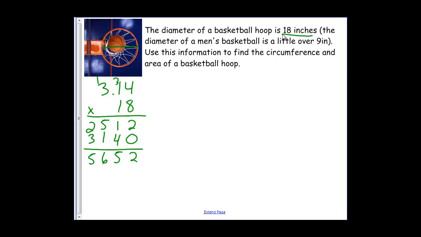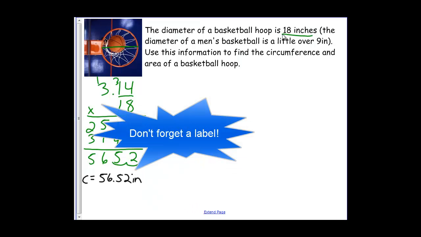The one thing I want you to remember now as we get to this point, however many decimal places are in our factors, we need to include in our answer. Since I see 2 decimal places up top, I'm going to start at the right and move it 1, 2 places to the left. My final answer for circumference, or the distance around the perimeter of the circle, would be 56 and 52 hundredths inches. Don't forget your label.